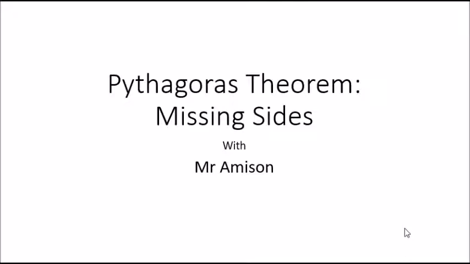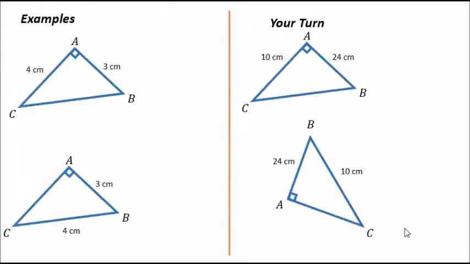So, to get started, let's go through a couple of examples and then I'm going to let you have a turn. So here we have two right-angled triangles, as you can see. And what I'm going to do, I'm going to show you the working out for this first one and then I'll talk you through it afterwards.